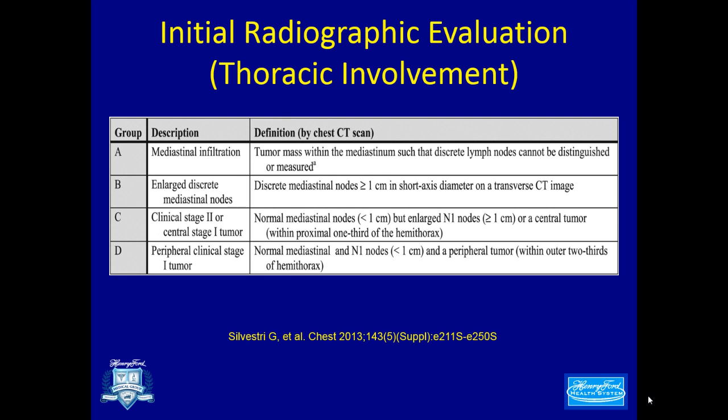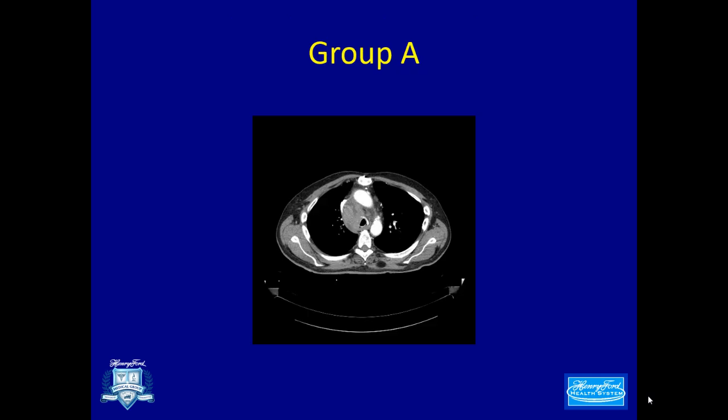Okay, why is that important? Because you can still find in this population up to 20 or 25% of the time enlarged lymph nodes in the mediastinum once you do the mediastinal stage. And then you have a group D, which is the classic stage 1 possible lung cancer, peripherally located nodule less than 3 centimeters in the periphery, in the outer 2/3 of the hemithorax.